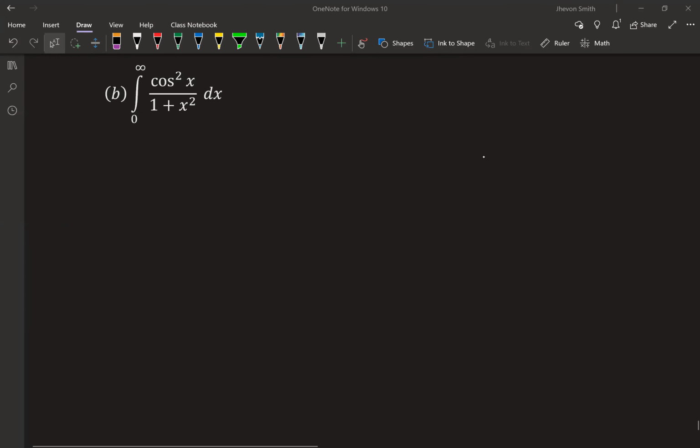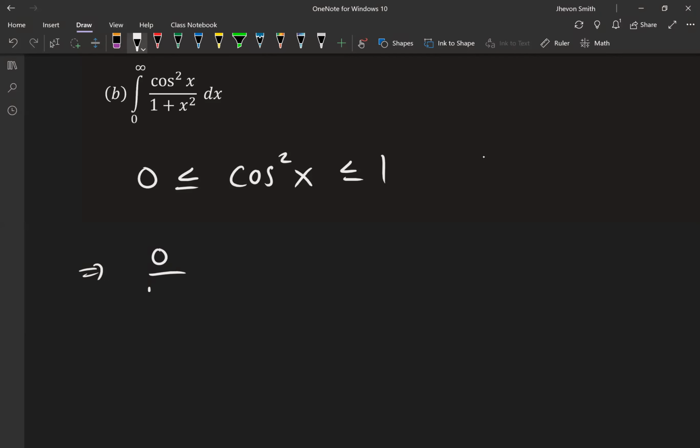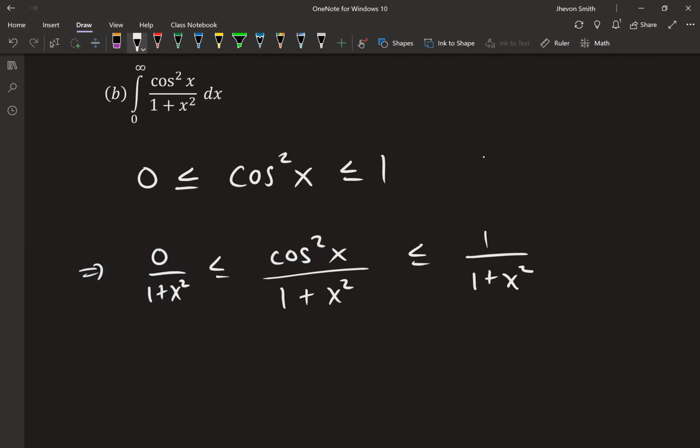So here, you start out with an inequality. Realize that cosine squared is going to be less than or equal to 1, but greater than or equal to 0. I can divide all sides by 1 plus x squared. 1 plus x squared is positive, so it doesn't turn the inequalities around. And now I can talk about the integrals of each. Now I throw in the integral that I actually care about, the integral from 0 to infinity.